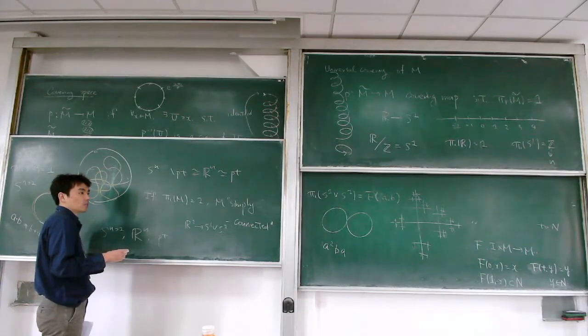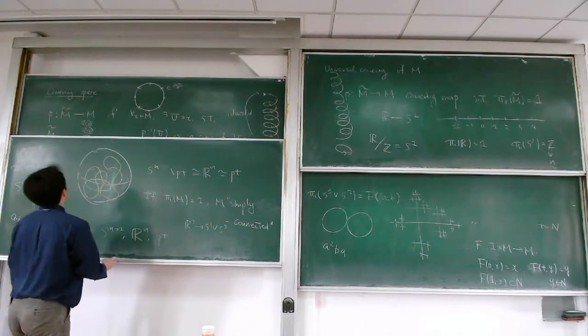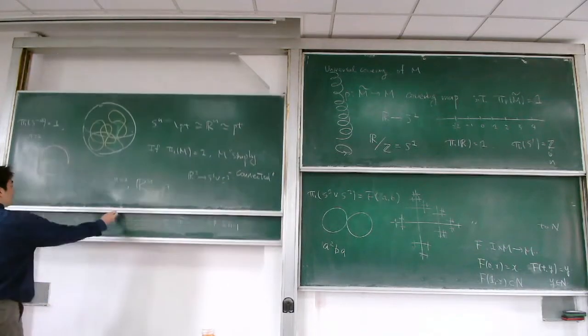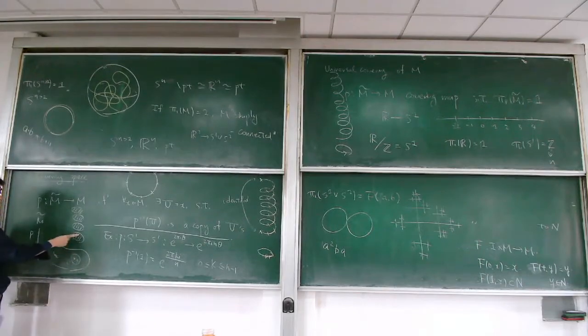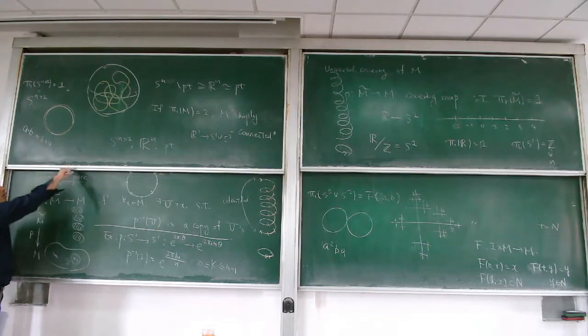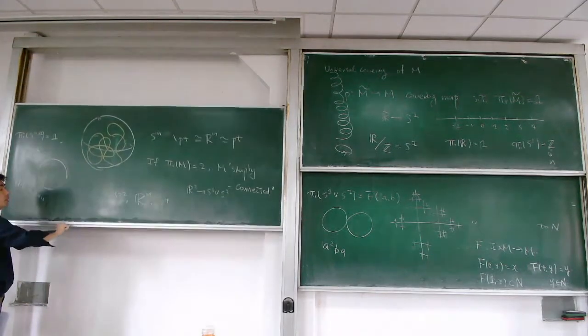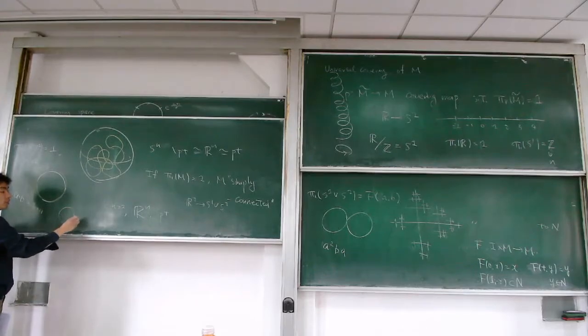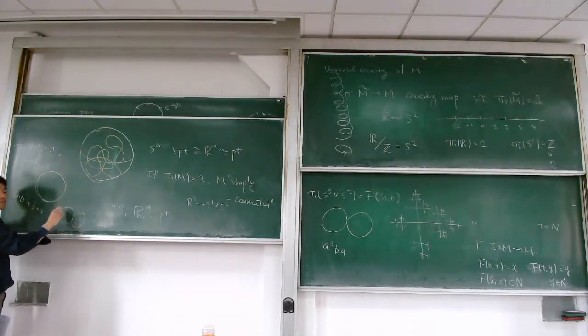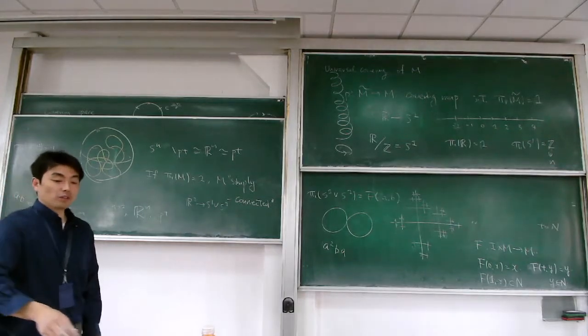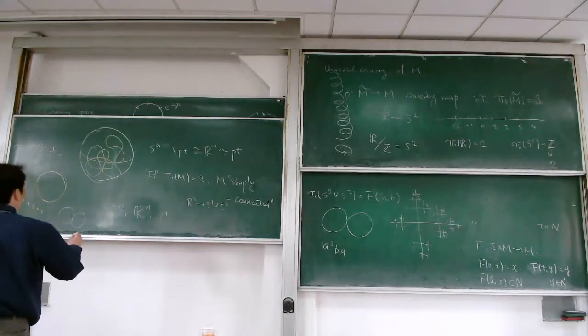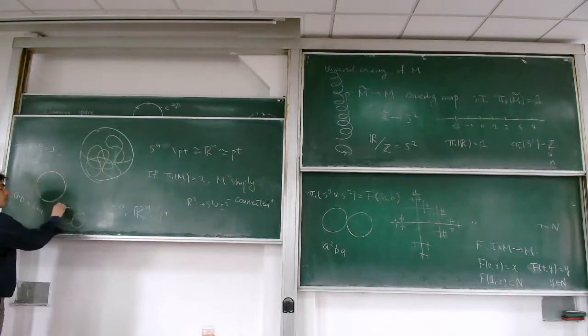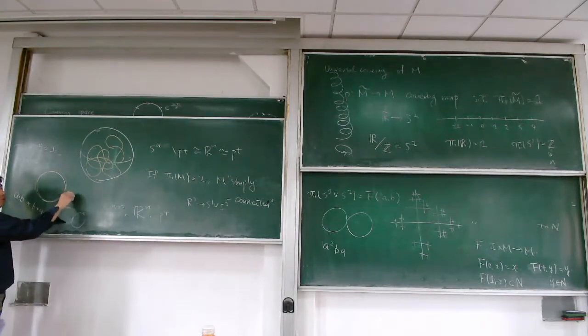Let's see. So we need this condition. Its pre-image of the neighborhood is always a bunch of copies of this. So therefore, if you look at S1, check S1. If you look at this point, the neighborhood is always one-dimensional. So its pre-image has to be also one-dimensional.